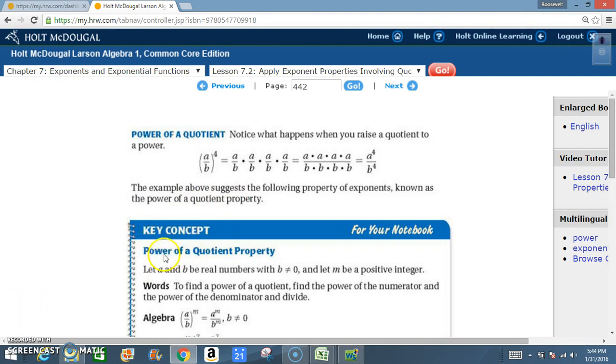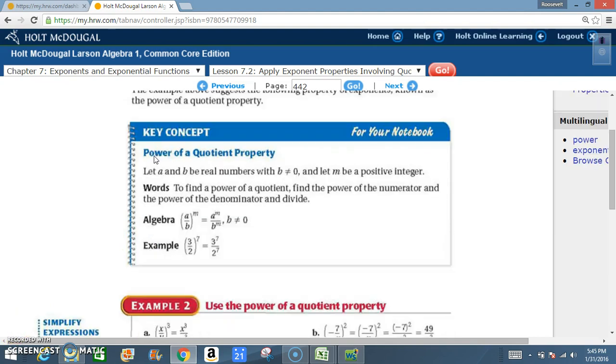Key concept. Write this down, get it in your notes. Powers of a quotient property. Let a and b be real numbers where b cannot equal 0, and let m be a positive integer. Words: to find a power of a quotient, find the power of the numerator and the power of the denominator and divide. Algebraically, a over b raised to the m equals a to the m over b to the m, where b cannot be 0. Example, 3 over 2 to the 7th is equal to 3 to the 7th over 2 to the 7th.